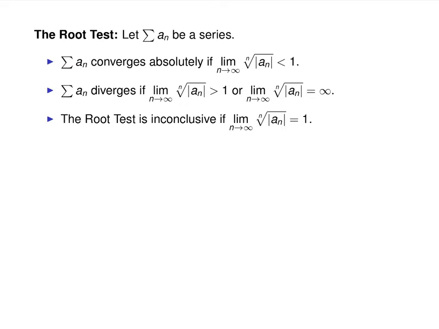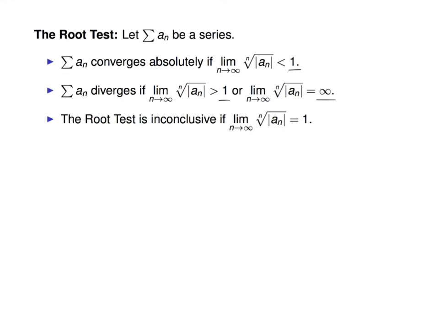So, example 4 uses something called the root test. And the root test is quite similar to the ratio test in the way that the boundary values are the same. Does that kind of make sense? You see what I'm saying?